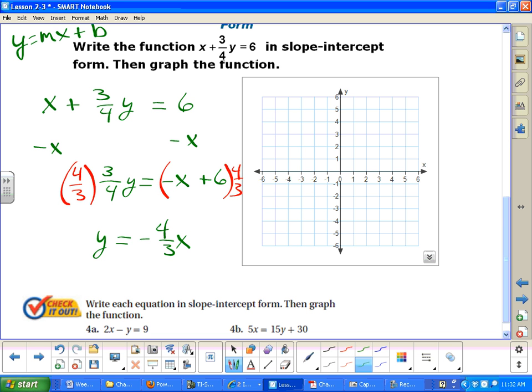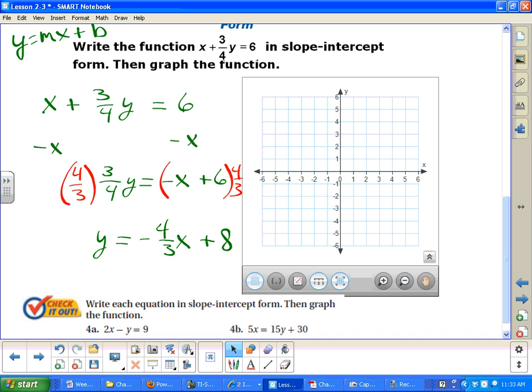So we get negative 4/3 x plus, what's 4/3 times 6? Let's see, 1/3 times 6. And Kylie says it's 8. That is correct. 4 times 6 is 24. Divide by 3 is 8. Or 3 goes into 6 twice. 2 times 4 is 8. However you want to look at it.